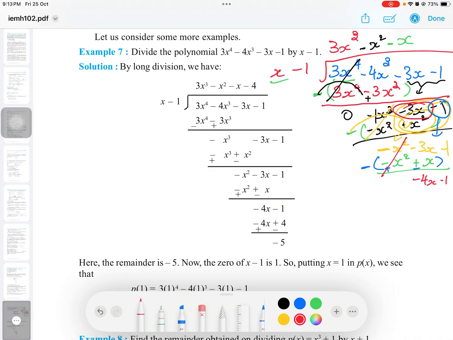Now, this is our new dividend and the same divisor. With what number do I have to multiply x to get minus 4? Just minus 4, because x times minus 4 will give me minus 4x. So I'm gonna multiply, and now what do I get? I get minus 4, and minus 1 times minus 4, because we can't leave this and this. So we get plus 4.